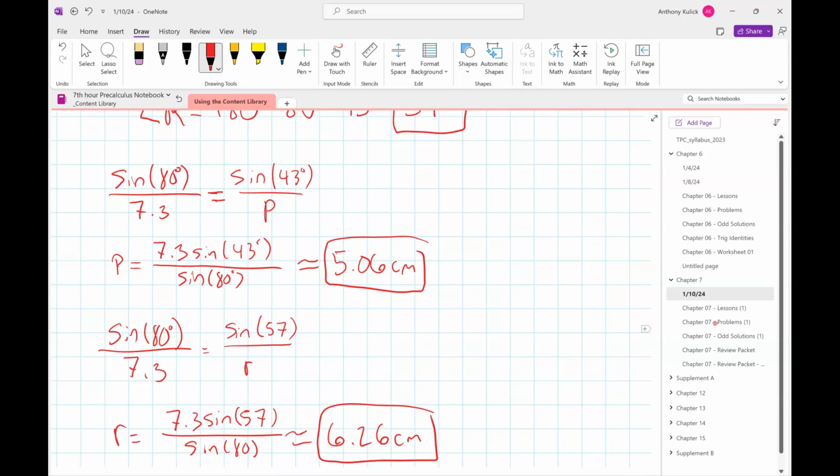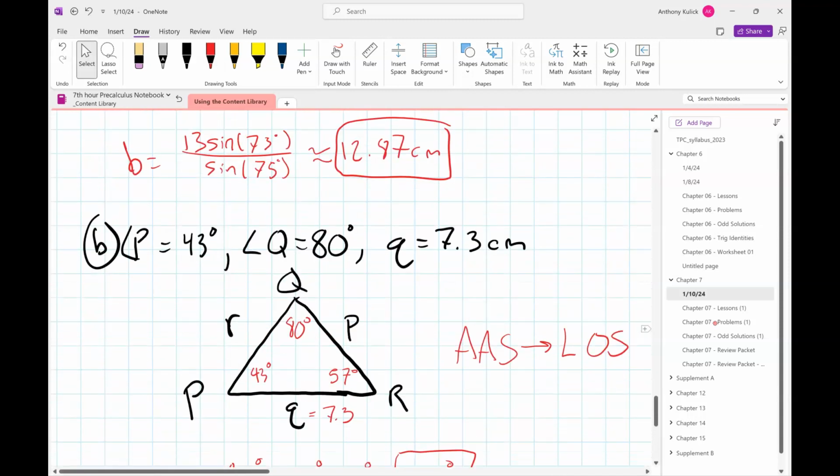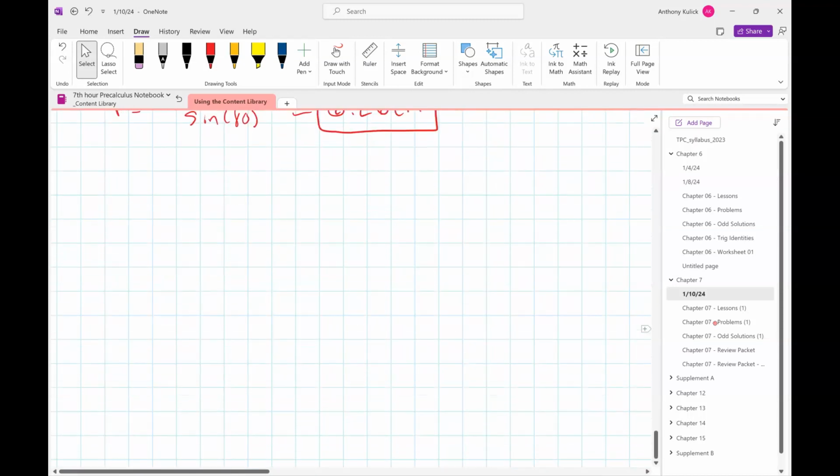And the last thing I'm going to do now is write these last couple of values onto my picture and do my little check. So P is 506 and R is 626. And I notice the biggest side is across the biggest angle, middle length side across from the middle sized angle, smallest side opposite the smallest angle. So I feel pretty good. You guys feel all right here? Okay. So far, so good.